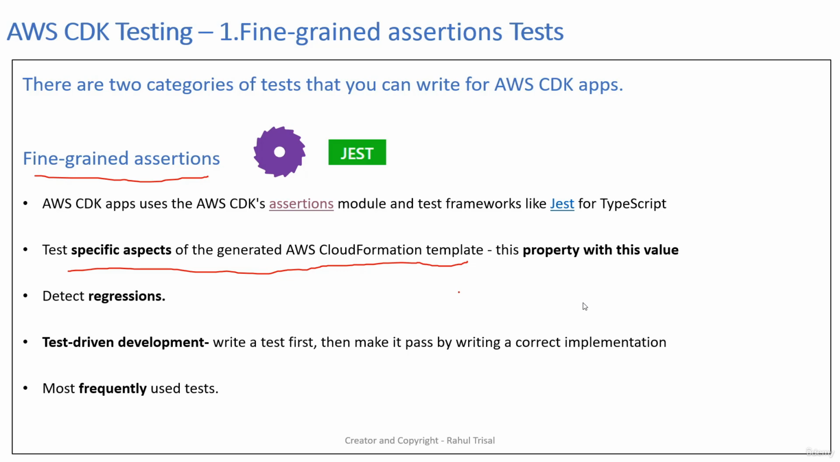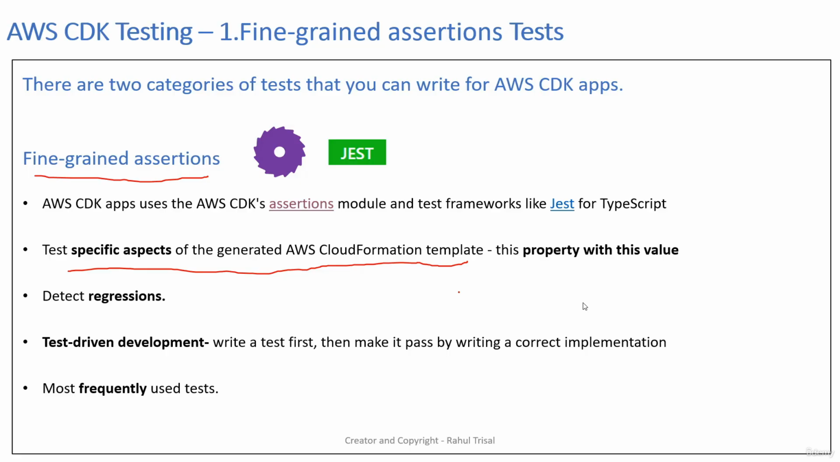So when you write your code using the AWS CDK, it will generate a CloudFormation template when you run CDK synth. So what the fine-grained assertion does is it matches the property that you have defined in the test with the code that you have written and the generated CloudFormation template. So it will match the two. If the property is true in both, then it will pass the test, else it will fail.